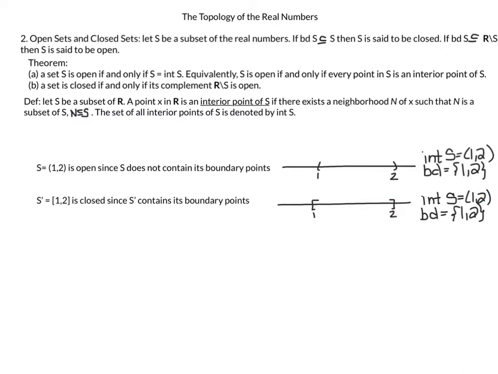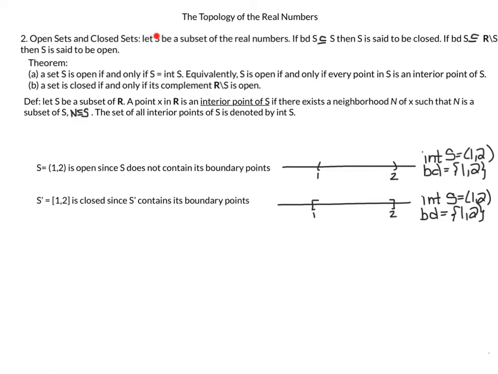Now the interior is still (1, 2). 1 is not part of the interior because any neighborhood around 1 will contain points outside of S. So it has to be the open interval. But for this reason, 1 is part of the boundary, and similarly 2, any neighborhood around 2 contains points inside of S and outside of S. So {1, 2} is in the boundary. So let's look at that and compare it to our definition and our theorem. And just a quick note, when I was saying what was interior and what was the boundary, I was using this definition here of interior points, and it was in terms of neighborhoods.